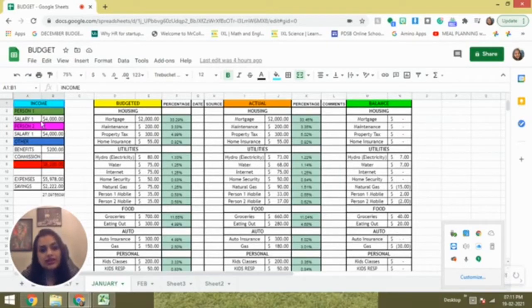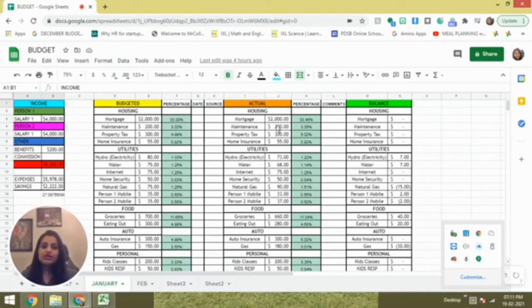So here I've taken an assumption of a family of four where two people are earning, the husband and wife. So that's the reason I put income, person one salary, taking it as 4,000. Again, person two salary, taking it as 4,000. And there can be other incomes like benefits, commission, or dividends, or any other income if you're having. You can just update it over there, and this is the total income. This part I will come back to later.